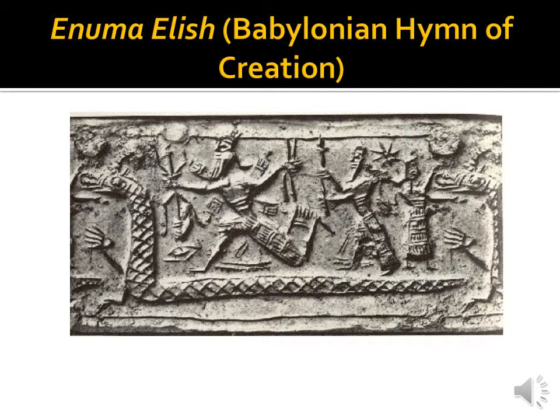We also see examples of early Mesopotamian literature emerging, and one great example of that is the Enuma Elish. This is the Babylonian hymn of creation, and it tries to explain how the world came to be. According to this, it was created as a result of a flood.